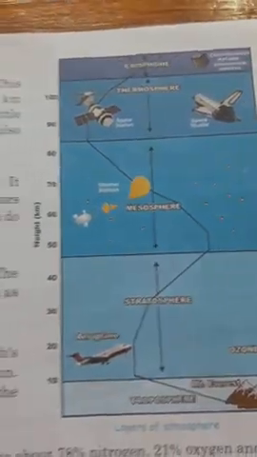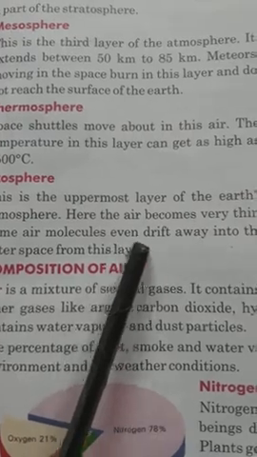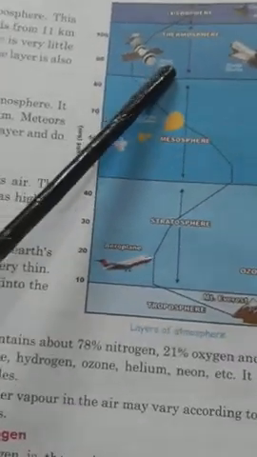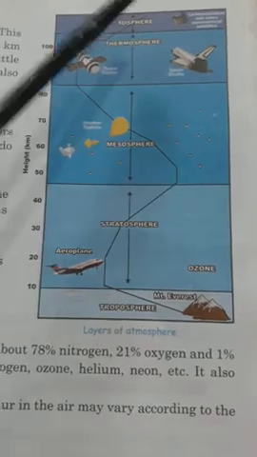Okay. Now the exosphere, that is the uppermost layer, the last layer of the earth. Here the air becomes very thin, even thinner than the stratosphere layer. Some air molecules even drift away into outer space from this layer. So some small molecules of air even drift away into outer space from this exosphere.